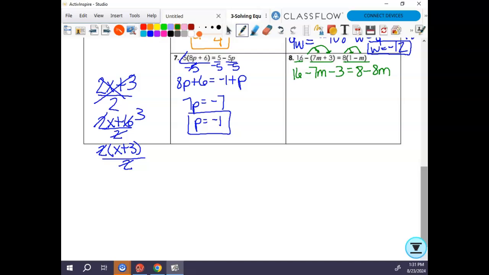All right, now, here's what I see every now and then. Not so much, but some students like to move the constants first. They'll be at this step, and then they'll add 3 to both sides. Then they'll subtract 16 to both sides. Not wrong, but in my opinion, you're making your life harder, right? So make sure you're combining your terms. You get 13 minus 7m equals 8 minus 8m.